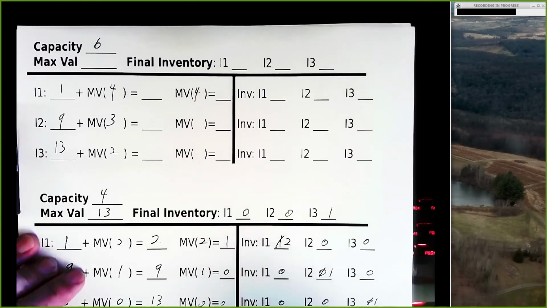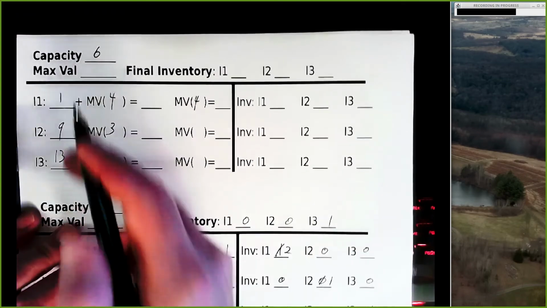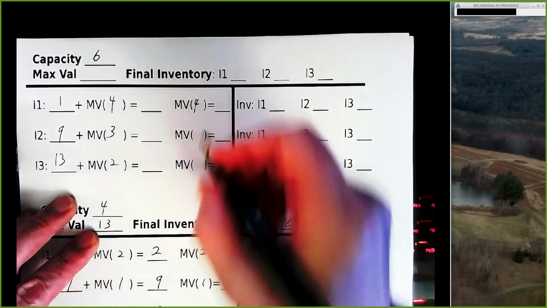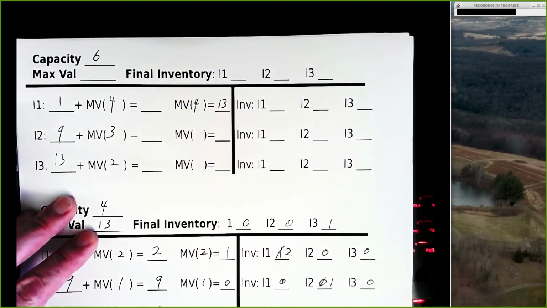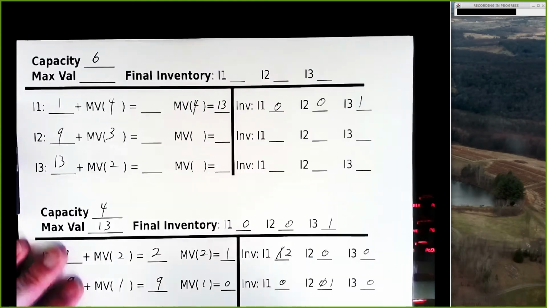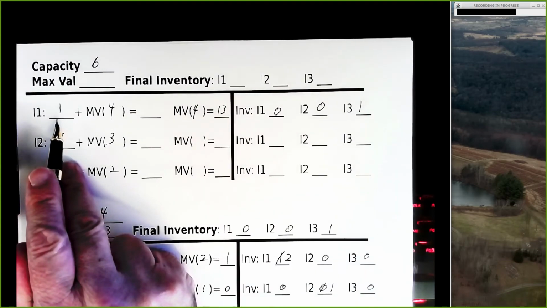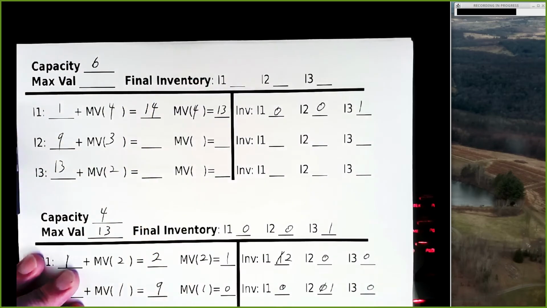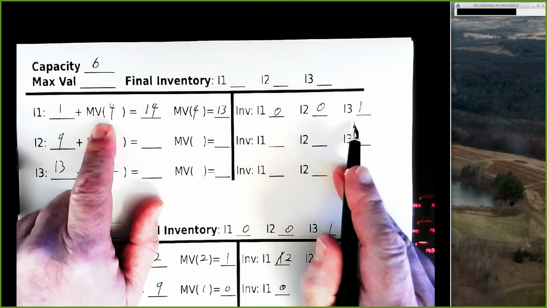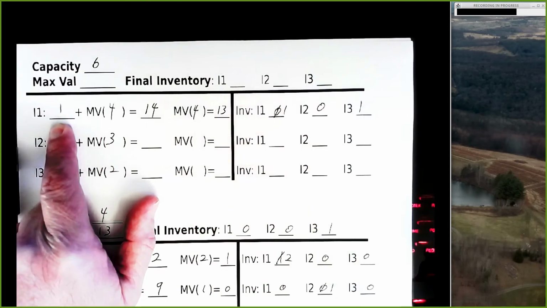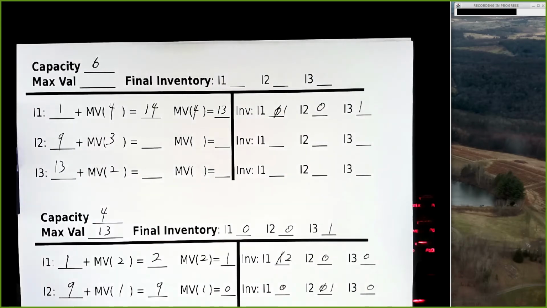All of that was the first pass through our for loop in trying to find max val of 6. So max val of 4 is 13, and the inventory that gives us that is 0, 0, 1. And so in the case where we start with a book, the best value we can get is 1 plus 13 is 14. And the inventory is the inventory from max val 4, but we bump up the count of item 1 by 1. Everybody see the process we're doing here?